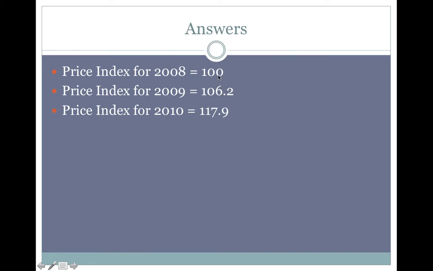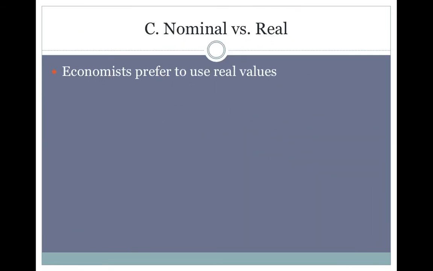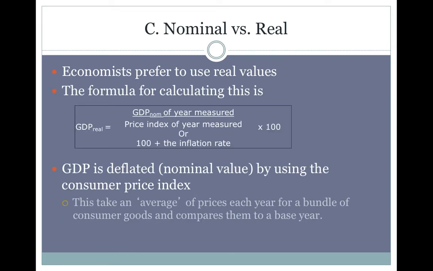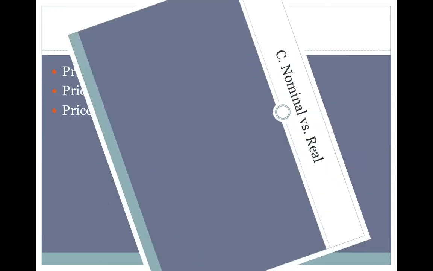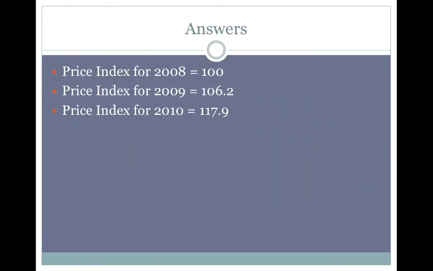Now, if we compare that from 2013 to 2015, so if we did, was it 46? Sorry, let's see here. Oops, I went forward, not backward. If we did 46 divided by 39, we get 117.9. So you can see that between 2013 and 2015, prices went up by almost 18%, which is a lot of inflation.